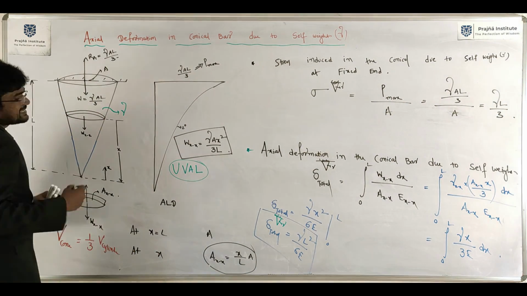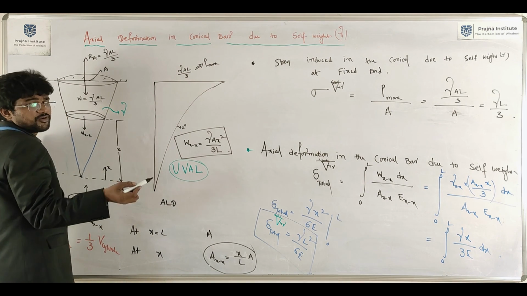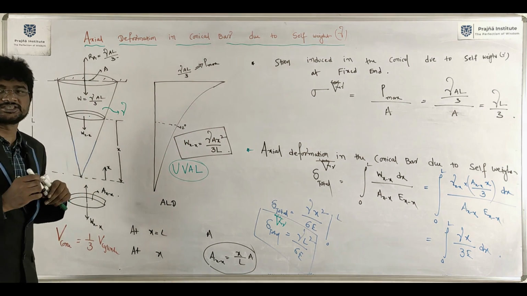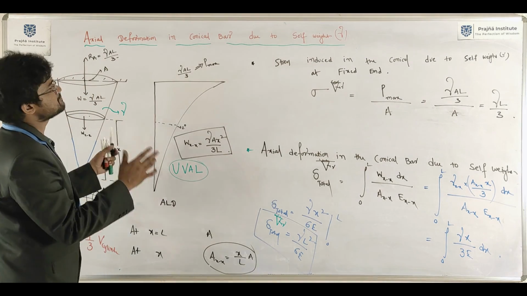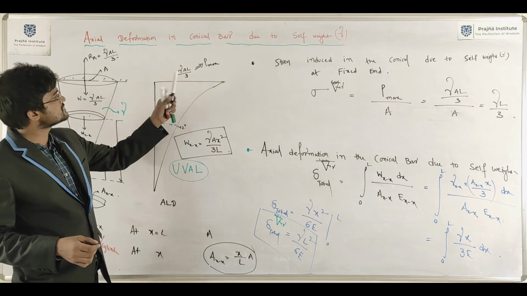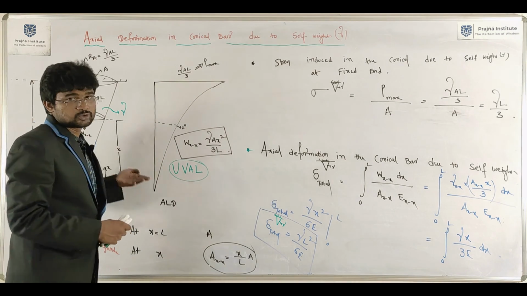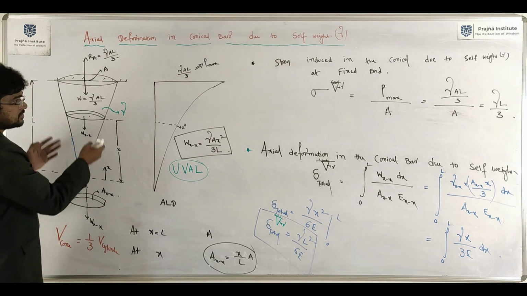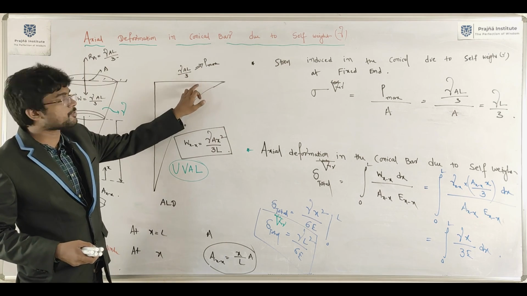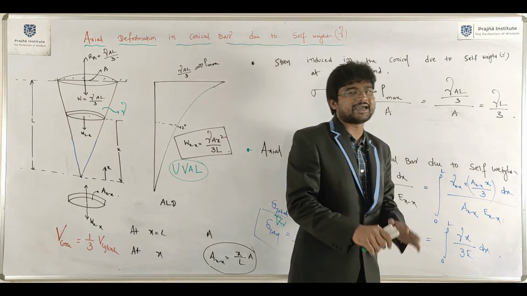Of course, what is the stress induced at a distance x? First take the load acting at this point and the corresponding area of cross section we need to calculate. Among these, which is maximum depends on this. Of course, this will be the maximum, I guess. Here stress is not uniform throughout the conical bar due to self weight. It is continuously varying. The stress induced at the fixed support means load acting at the fixed support, gamma A L by 3, and the corresponding area of cross section A, equal to gamma L by 3.